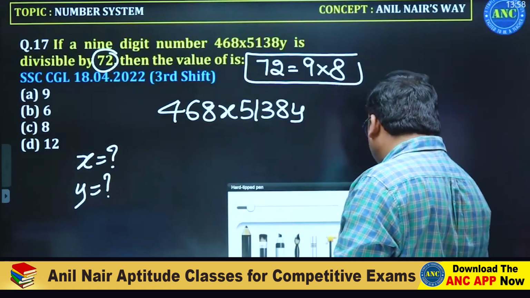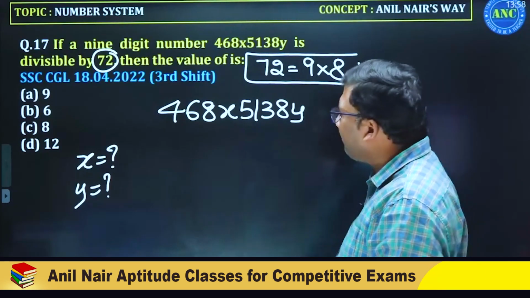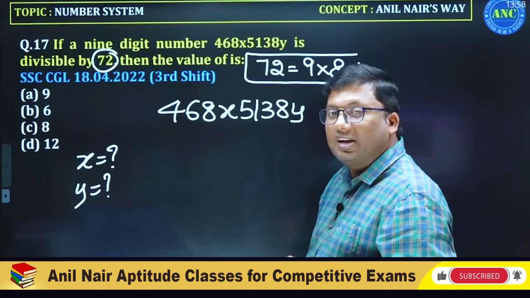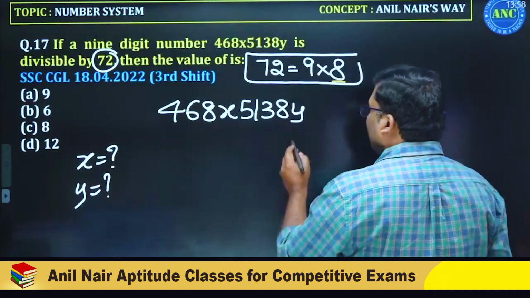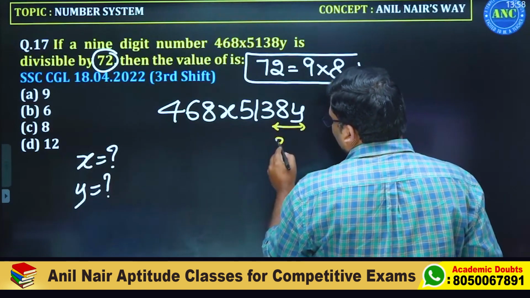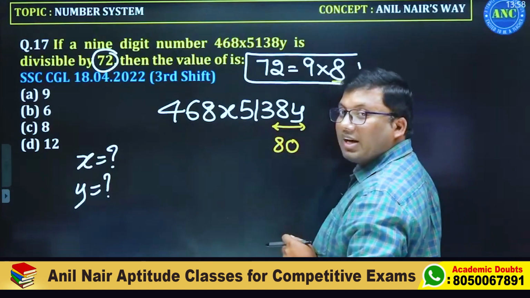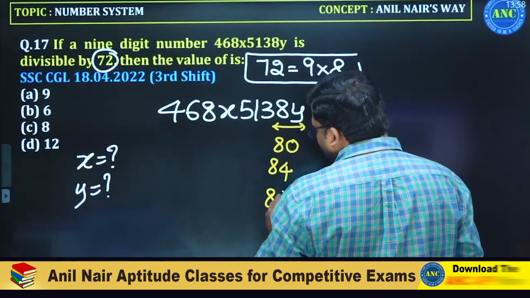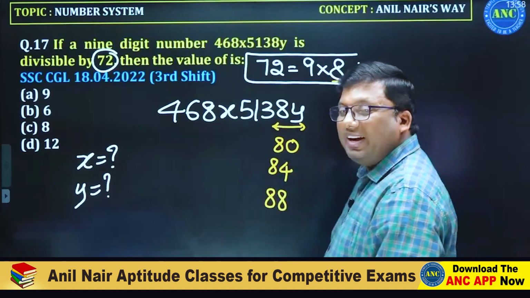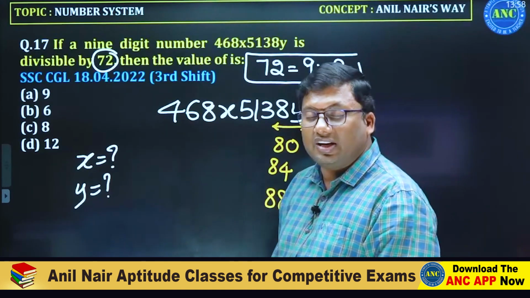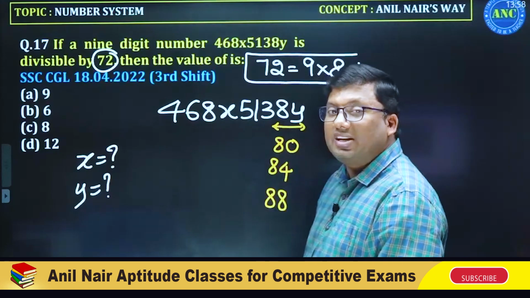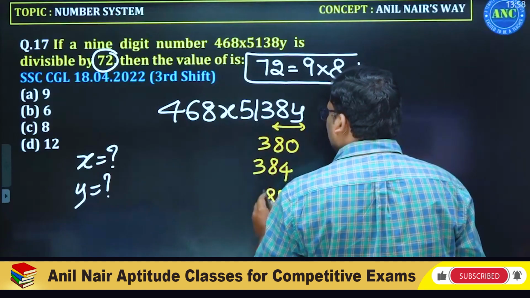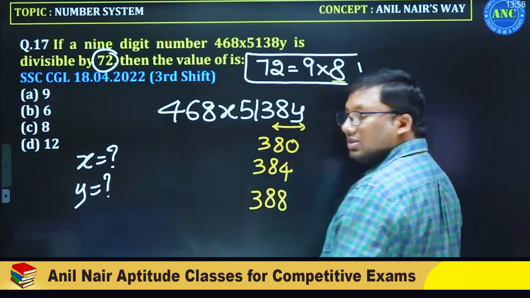The number should be divisible by 9 and it should be divisible by 8. If it is divisible by 8, the last 2 digits should be divisible by 4. Without being divisible by 4, it cannot be divisible by 8. 80, 84, 88 are all the possibilities. 82 is not possible because it is not divisible by 4. 86 is not possible. That means this can be 380, 384, 388.